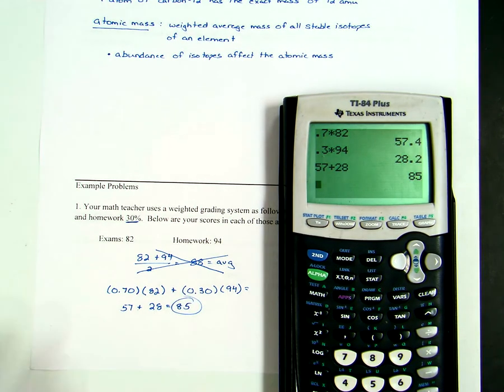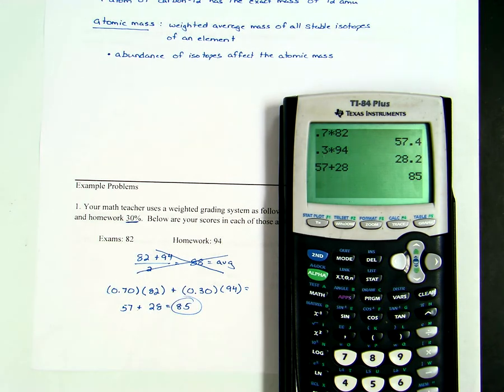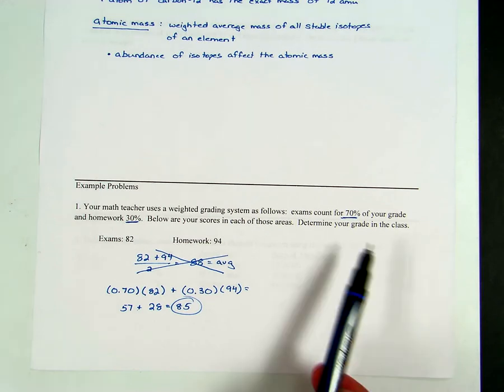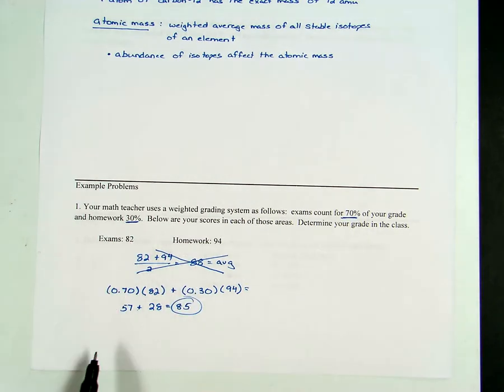Now ask yourself, is this closer to the exam scores or the homework scores? Obviously this final score is closer to the exam scores. Why is that? Well, simply because the exams count for more of the grade. The exams count for 70% of the grade. The homework only counts for 30%. So that final score will be closer to the exam scores.